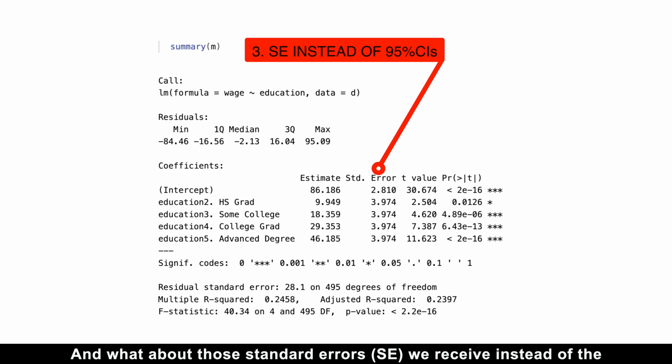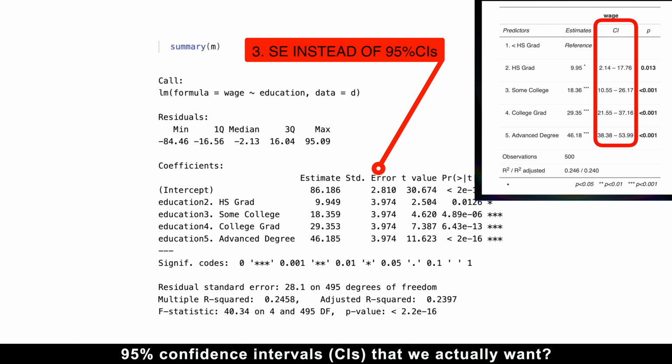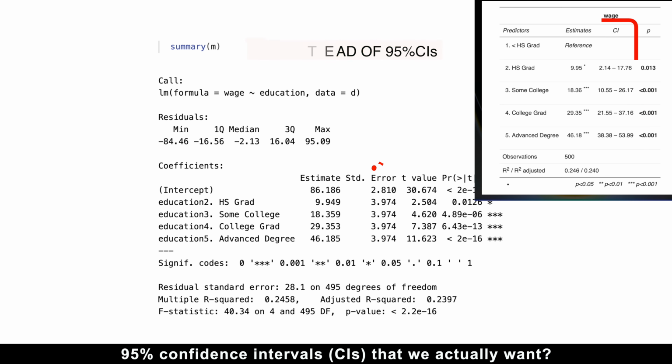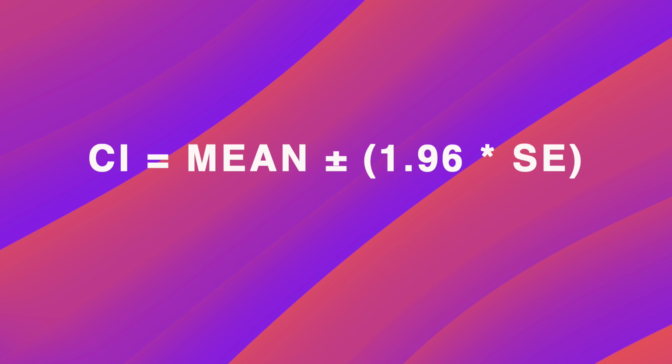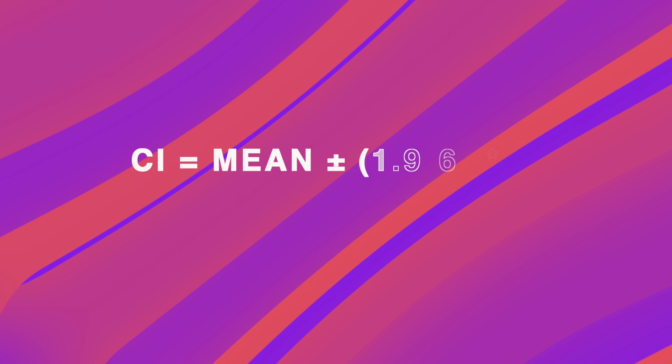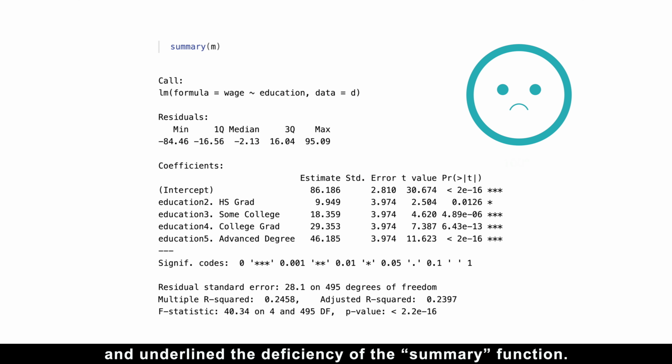And what about those standard errors we receive instead of the 95% confidence intervals that we actually want? I mean, it's not difficult to calculate confidence intervals from standard errors, but it adds another unnecessary step and underlines the deficiency of the summary function.